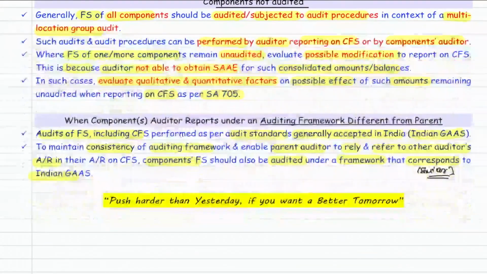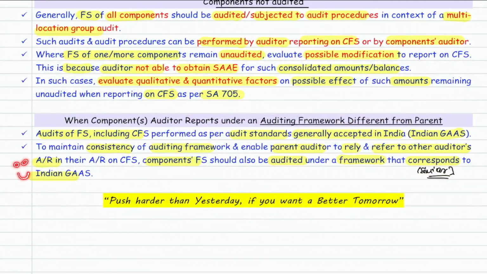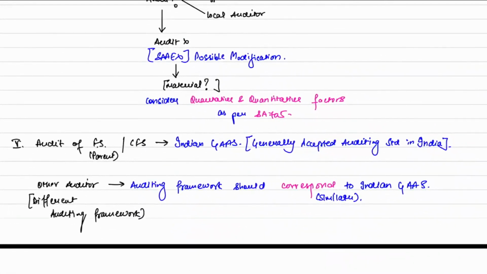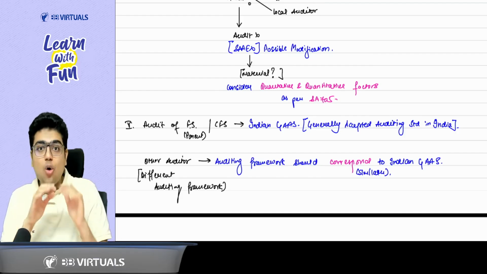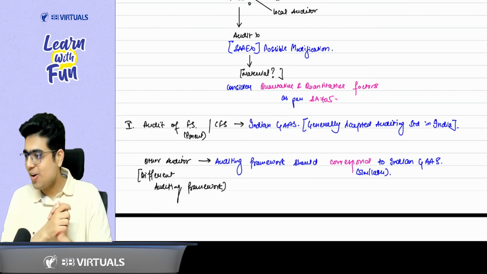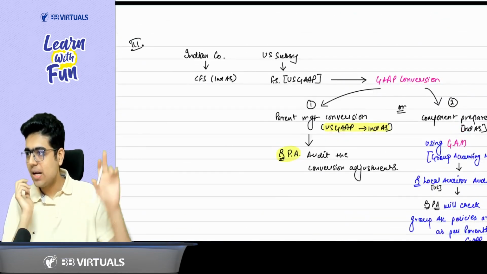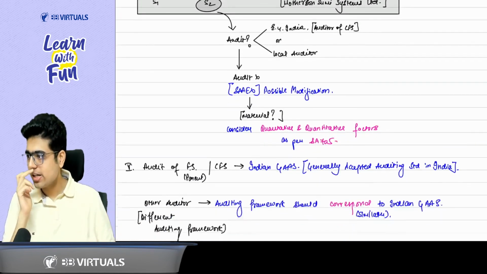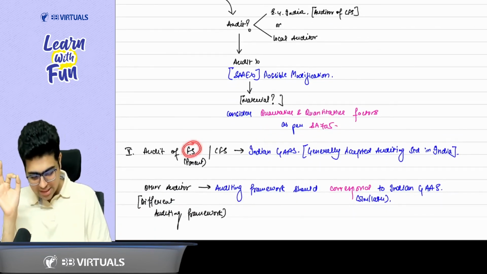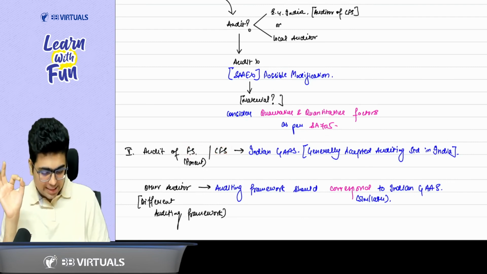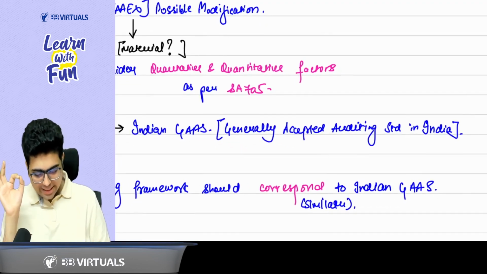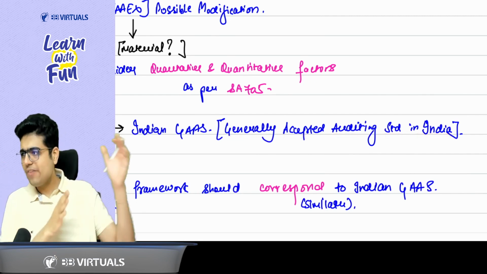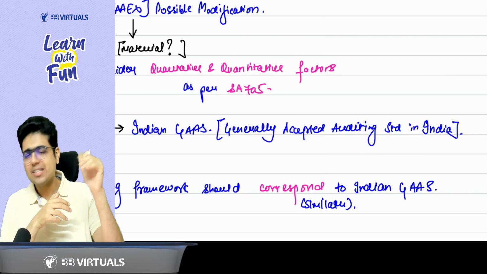Okay, sir. Now comes the last part. Everyone very happy. What does the last part say? Sir, the last part says now the auditing framework is different. See, in the third part, the accounting framework was different. In the last part, the auditing framework of the other auditor is different. So it says the audit of the financial statement or CFS should be done as per Indian GAAS. Sir, what is Indian GAAS? GAAS means generally accepted auditing standards in India, like you have Indian GAAP, generally accepted accounting principles in India.